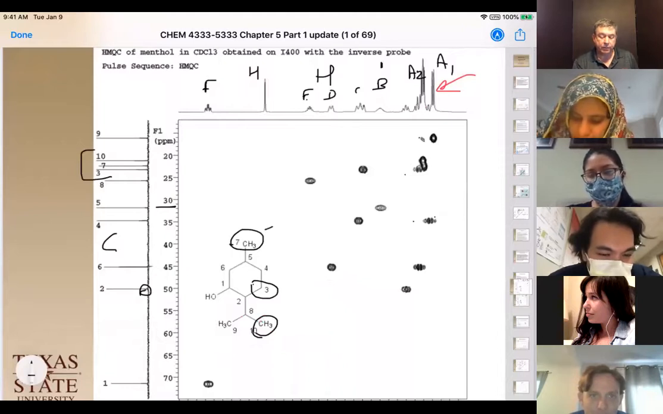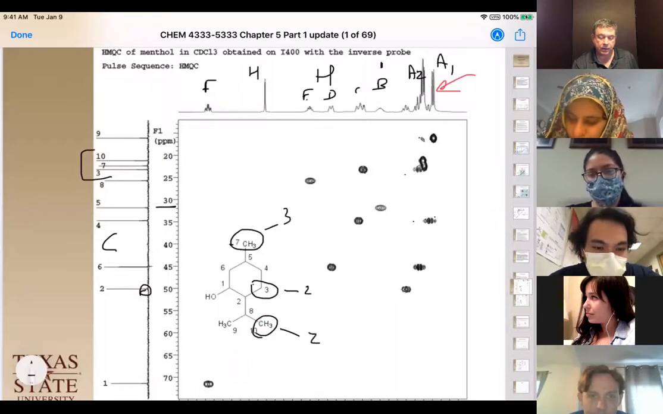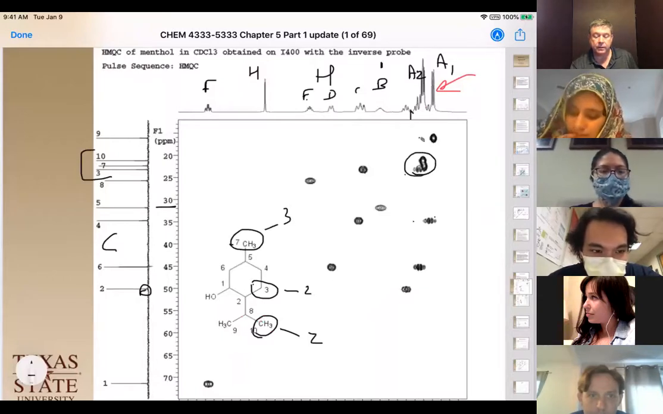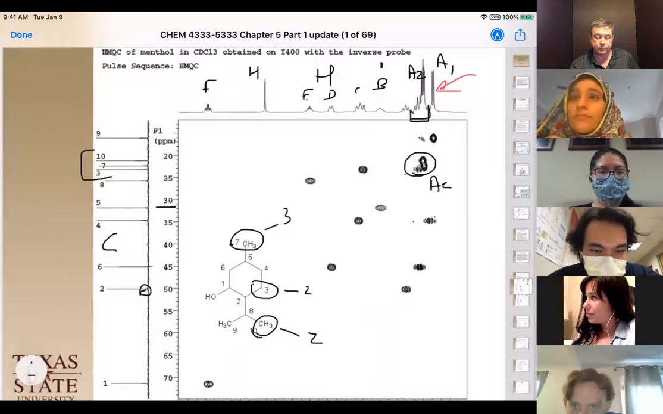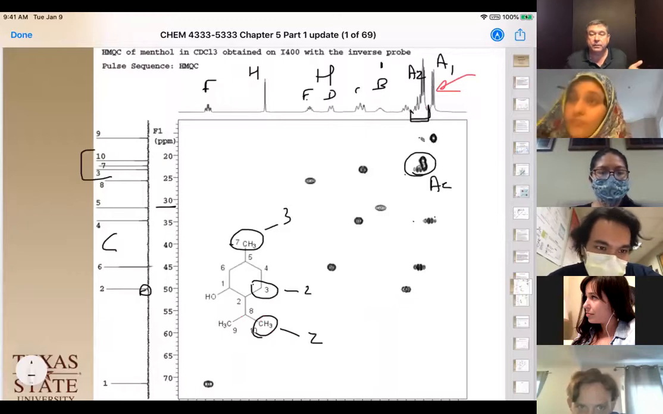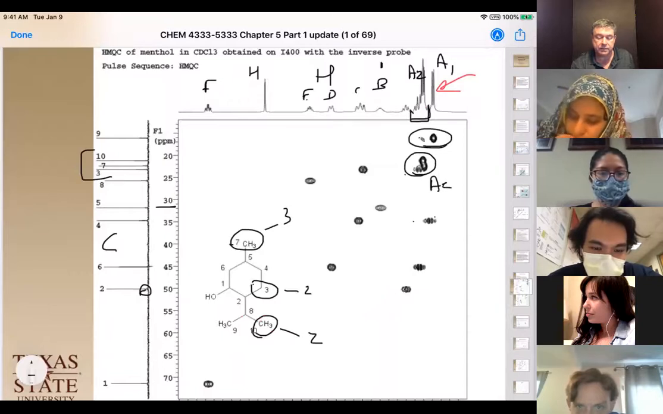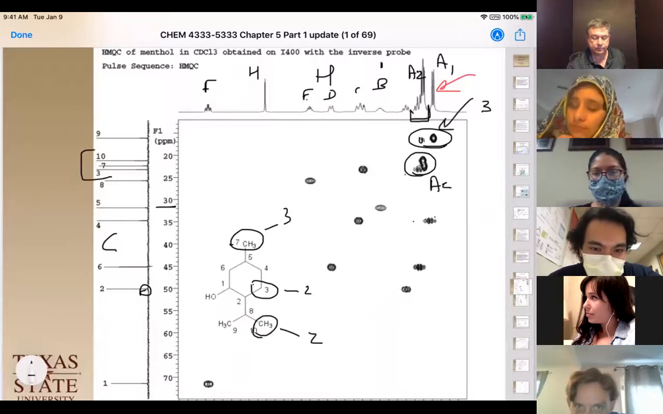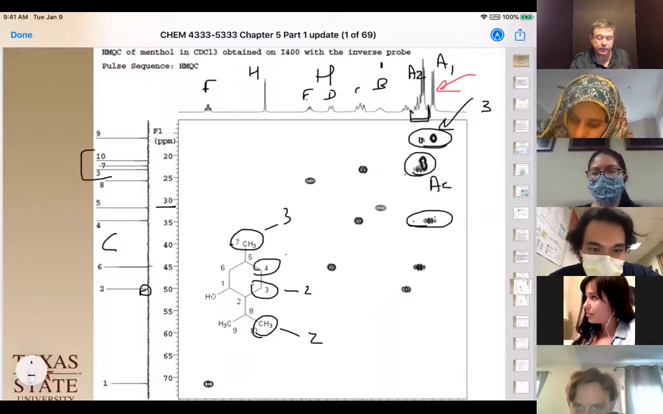But we have 3 protons, 3 protons, and 2 protons here. So where do 3, 7, and 10 all fall under this group, this A2 group? So A2 should integrate to 7 protons. 9 is mostly here, but it looks like it has a little bit of splitting here. So this should integrate to 3 protons. Notice 4 right here is also in there.